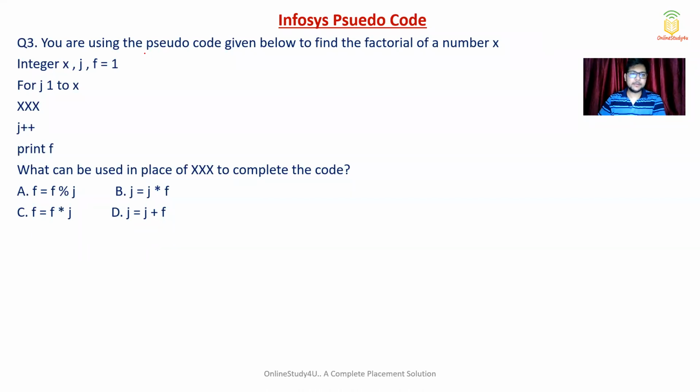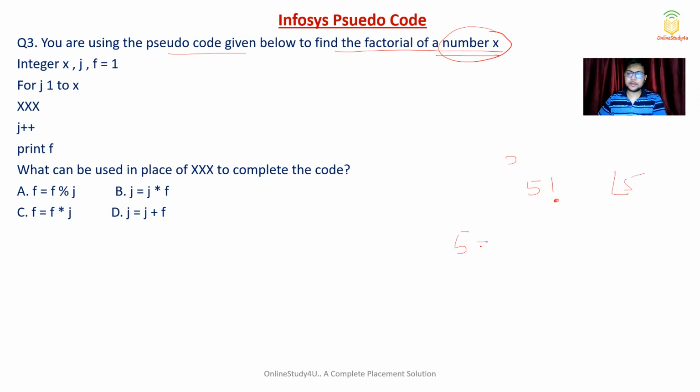In this question, we have been given a pseudocode to find the factorial of our number x. So let's understand what the factorial is. If I say, give me the factorial of 2, or we can say factorial of 5.